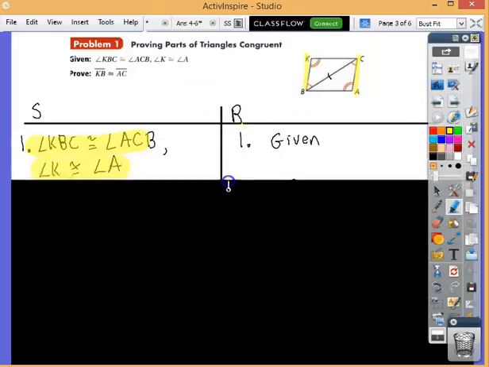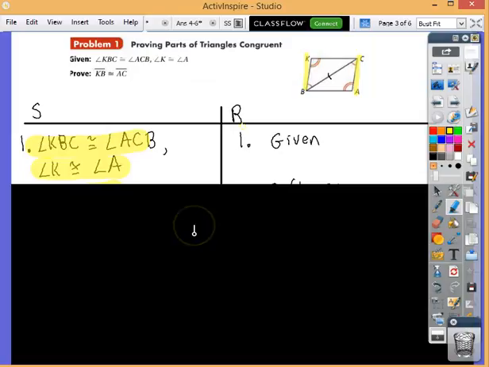The first thing I'm going to do is write out the given information. The given information actually gives me two things I need to know. It gives me two angles that are congruent to two other angles in the triangle. So now I can do either angle, angle, side, or angle, side, angle maybe to try to find out if the two triangles are congruent.